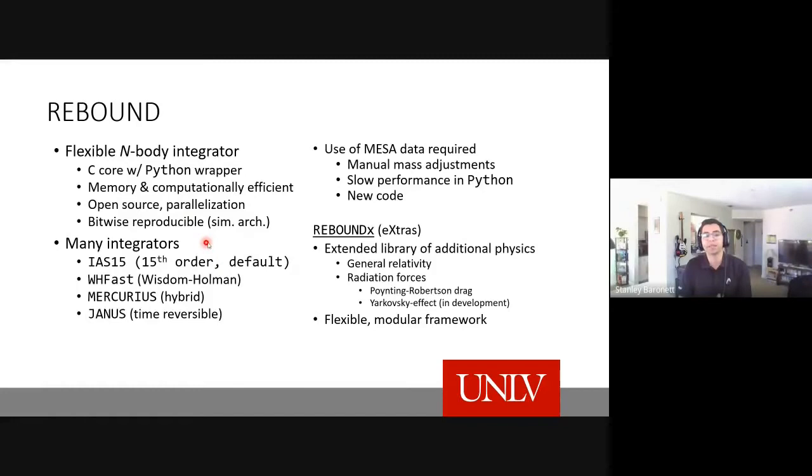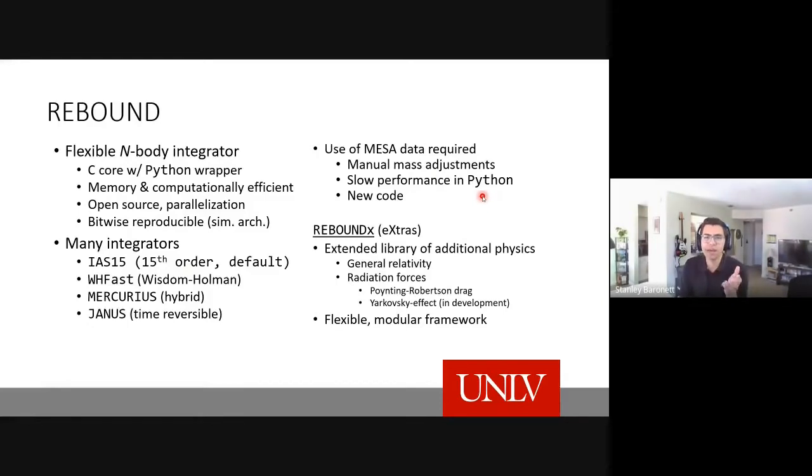Another feature is that it comes with a lot of different integrators out of the box. By default, it has a very high accuracy 15th order integrator with adaptive time steps. It also includes a very fast Wisdom-Holman scheme. It has a hybrid scheme named Mercurius, in reference to the well-known Mercury code. And it has a time-reversible integrator that they call Janus, which allows you to integrate both forwards and backwards in time to get the same results, which is quite interesting, depending on what kind of investigations you're looking into.